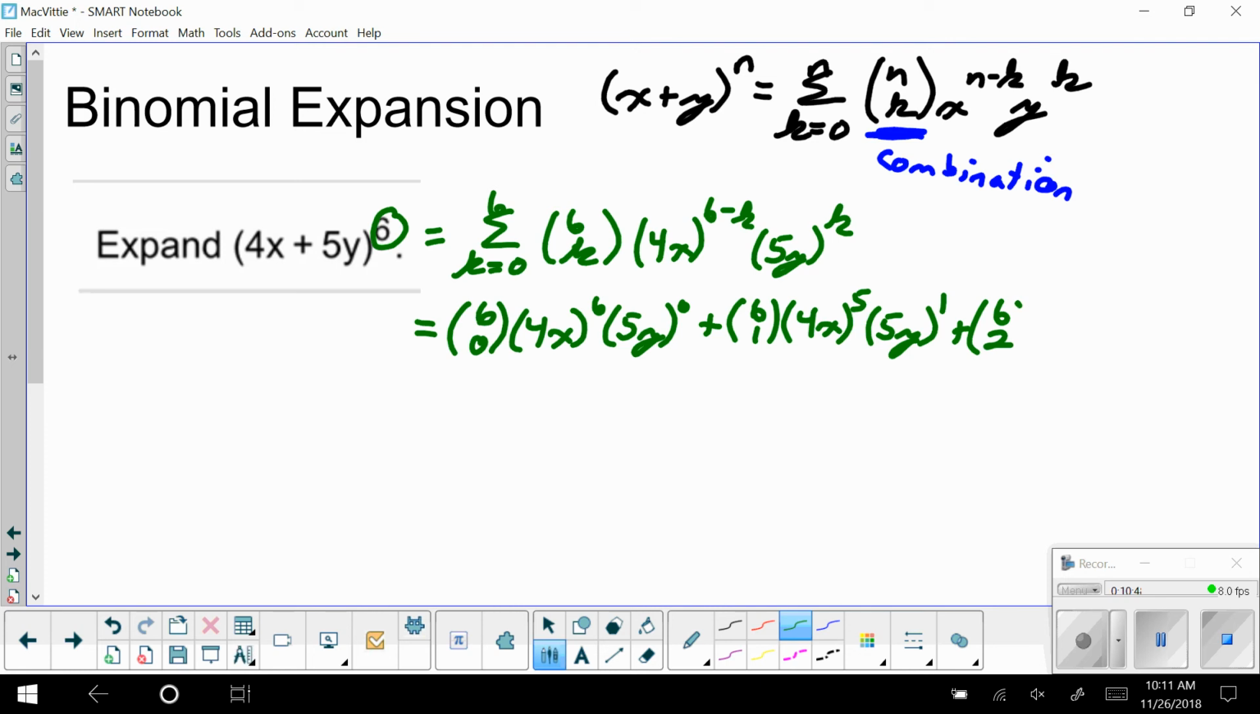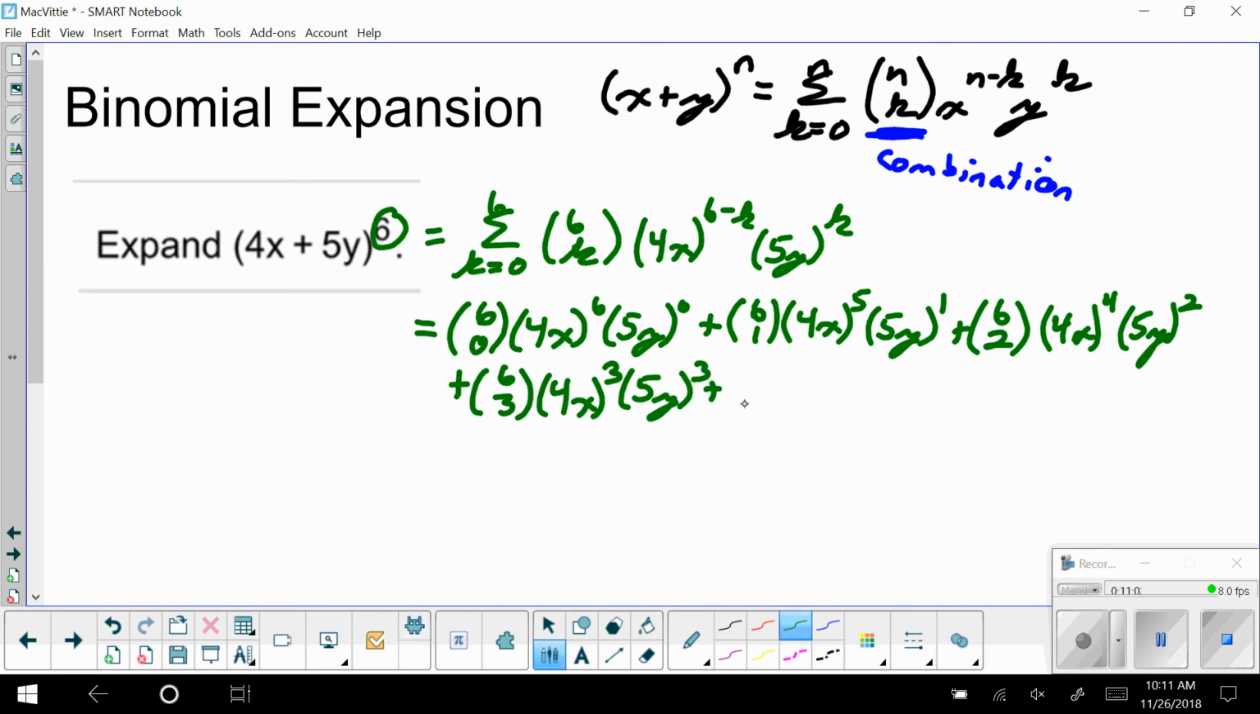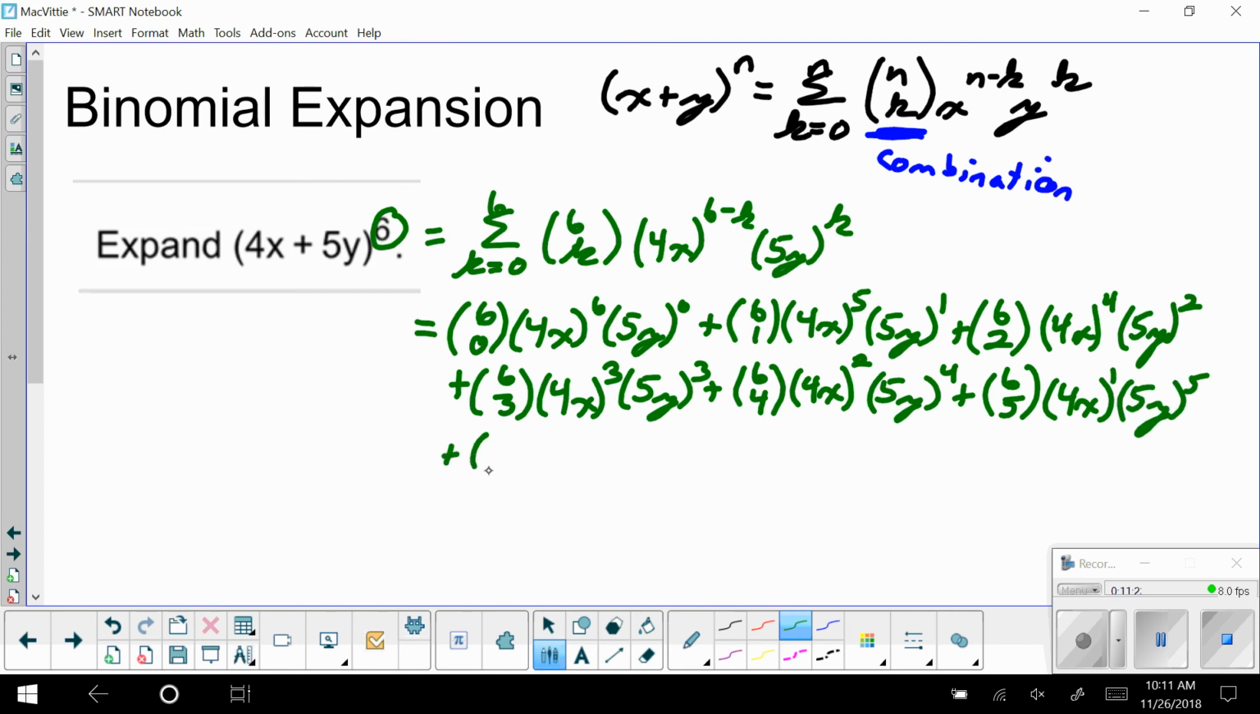And then when k is 2, 4x to the 4th, 5y squared. When k is 3, 4x to the 3rd, 5y to the 3rd. When k is 4, there's a lot here, 4x to the 2nd, 5y to the 4th. When k is 5, combination 6 choose 5, 4x to the 1st, 5y to the 5th. And finally, the last one of combination 6, 6, 4x to the 0, 5y to the 6th.